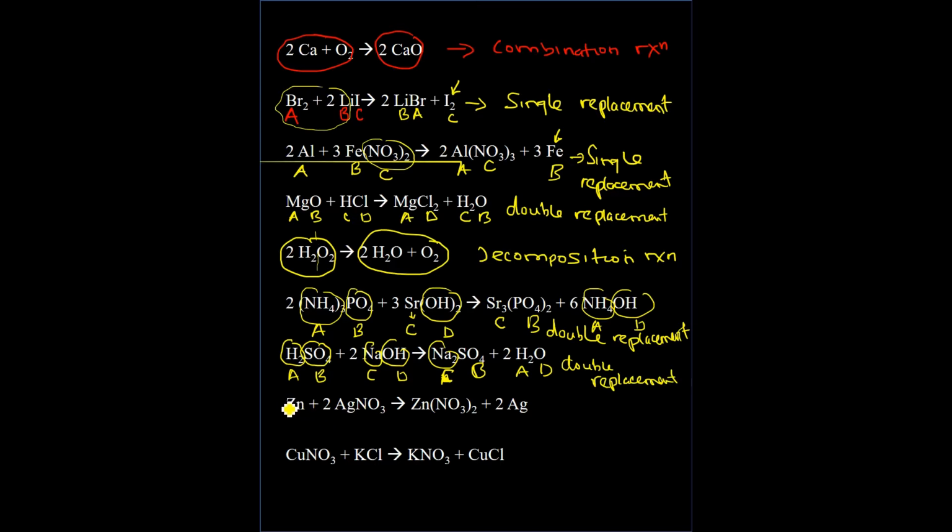So here, obviously, A, B, and C are reacting. So you end up with A and C, nitrate being a polyatomic anion, displacing B. So this is singled out. So this is a single replacement reaction.